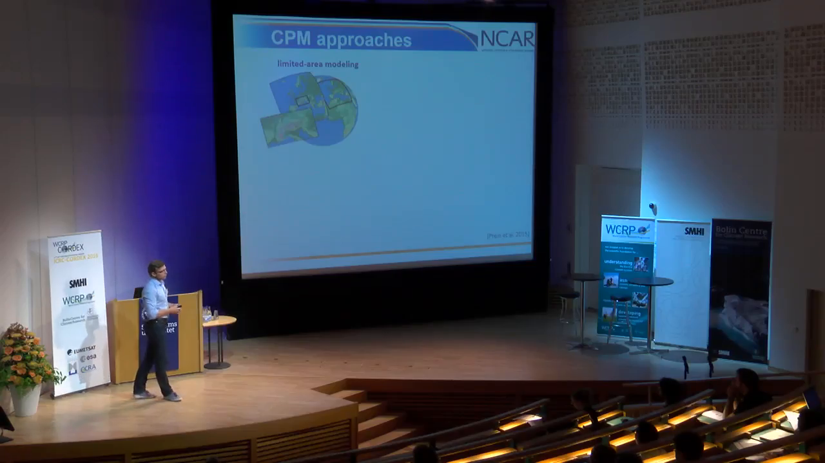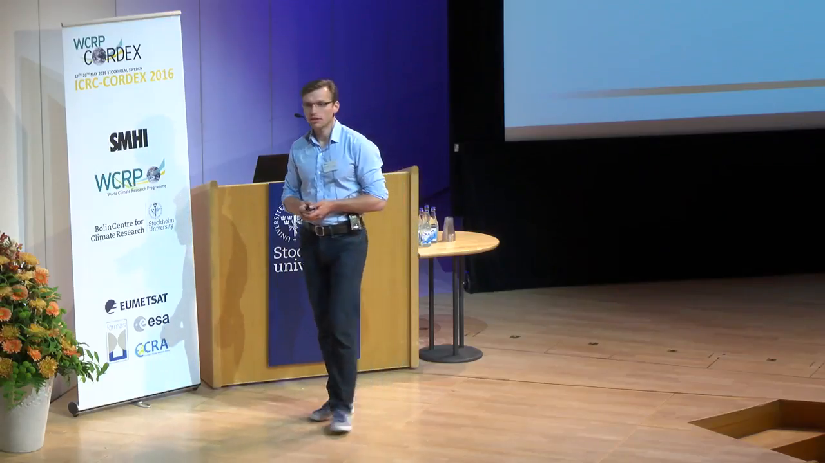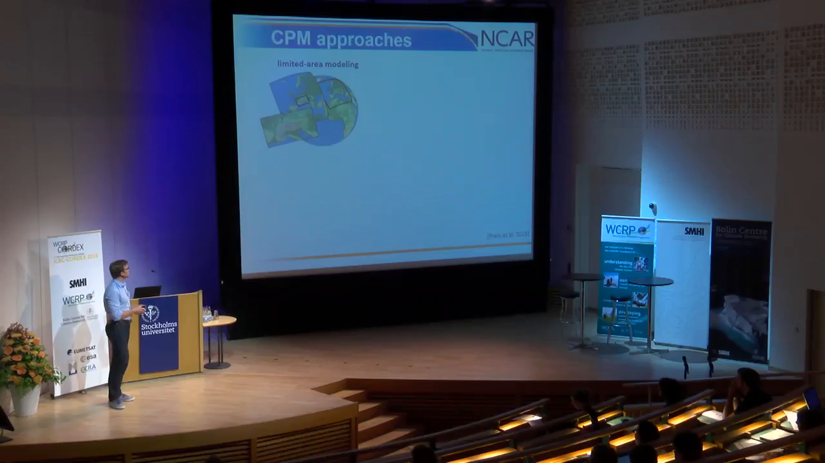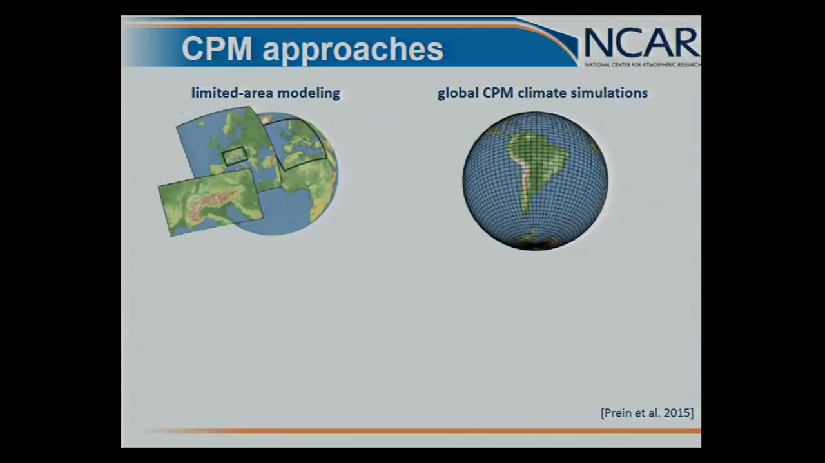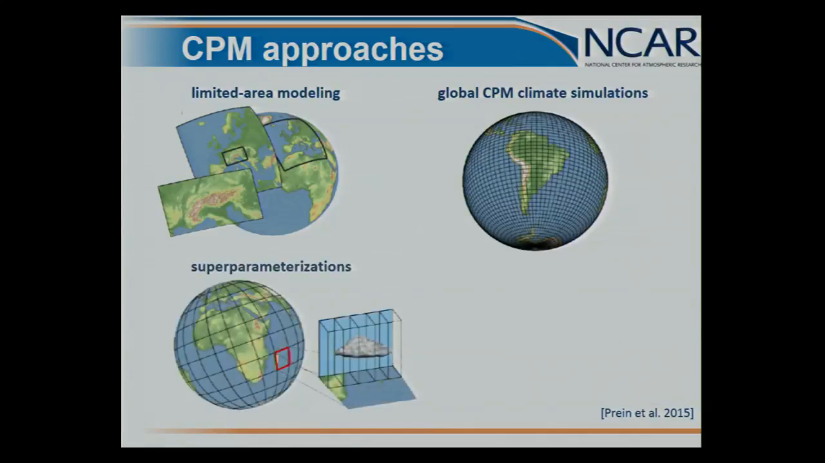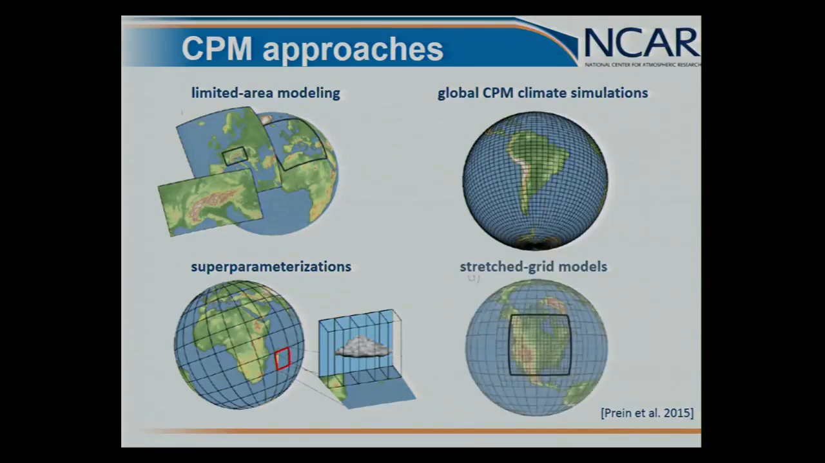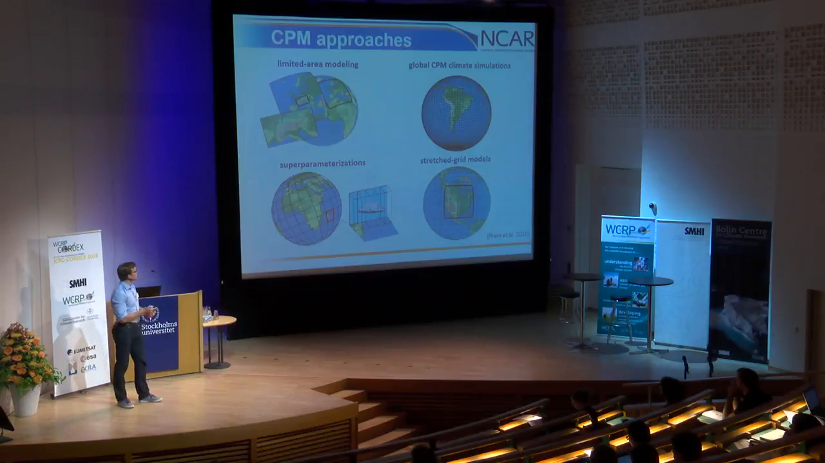So there are 4 different approaches to do convection-permitting modeling, and the one approach that I will talk about today is limited area modeling, and this is the most commonly used approach as well. The second one is the most rigorous one. It's using global climate models in convection-permitting mode, and this is, of course, extremely expensive. That's why people developed the third approach, which is using superparameterizations. So this is approximately 1,000 times cheaper than this approach here. And the fourth approach is stretched grid models, which is very promising as well. But we will really focus on limited area modeling in the rest of my talk.